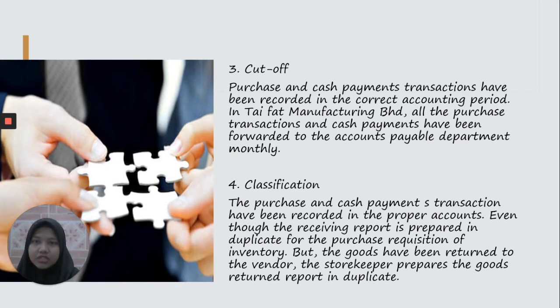So for classification, the purchase and cash payment transactions have been recorded in the proper account, even though the receiving report is prepared in duplicate for the purchase requisition of inventory, but the goods have been returned to the vendor. The storekeeper prepares the goods return report in duplicate.